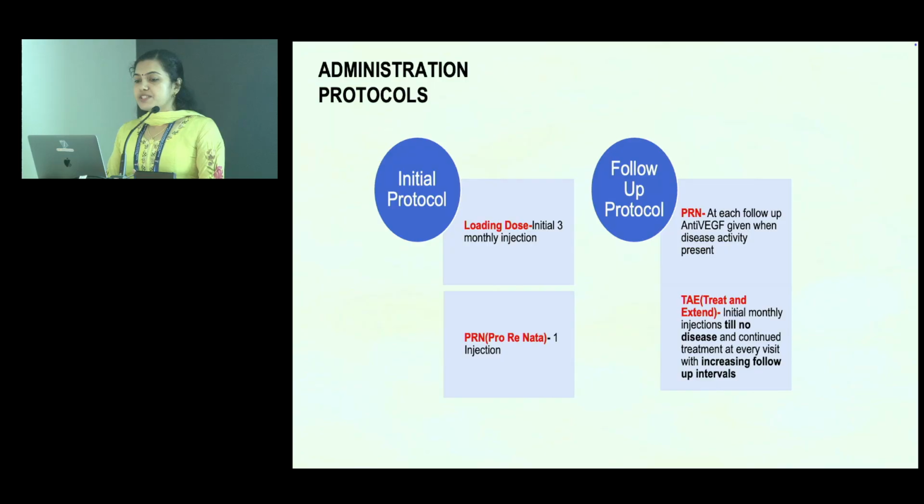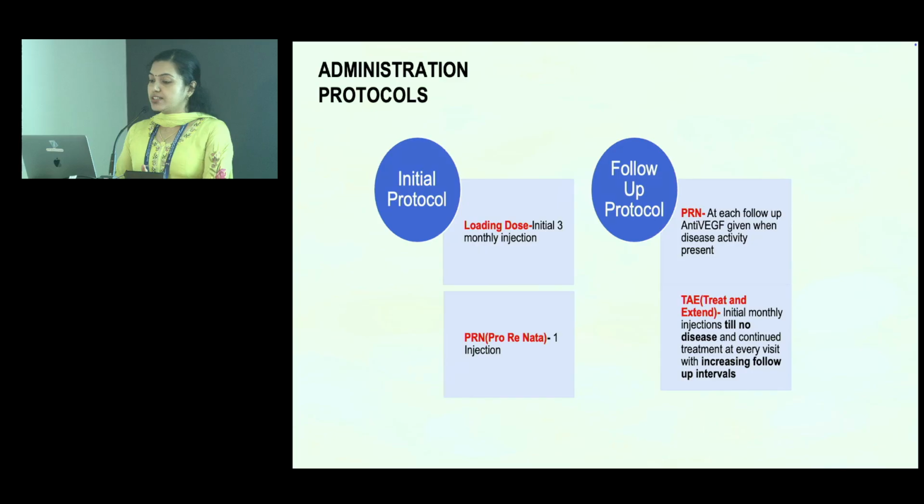Going to the administration protocols, we will be having an initial protocol and a follow-up protocol for the patients. In the initial protocol, it may be either a loading dose protocol or a PRN, that is pro re nata. In loading dose protocols, we give an initial 3 monthly injections to all. In PRN, we give injections according to the clinical disease activity of the patient. In the follow-up protocol also, we will have either PRN or a treat and extend protocol. PRN we have already told. In treat and extend protocol, we give initial monthly injections till no disease activity is seen, and injections will be given at every visit but with increasing follow-up intervals.